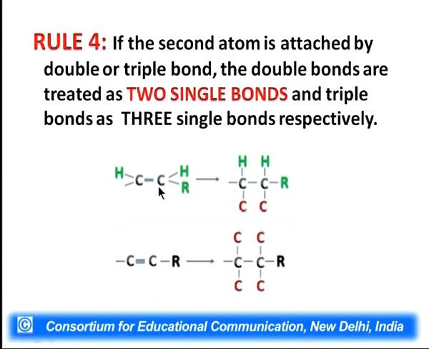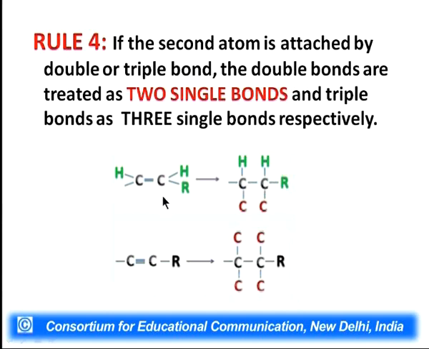Now the fourth rule says that if the second atom is attached by a double or a triple bond, how do we treat these double bonds? What I am trying to tell you here is that this carbon is attached to this carbon by a double bond. So when we treat this double bond, we will treat it as two single bonds. So that means this carbon is attached to this carbon, and this carbon is now attached to another carbon, because you will break the double bond into two halves, and this will be added to another carbon here. And similarly, we'll have another carbon here.